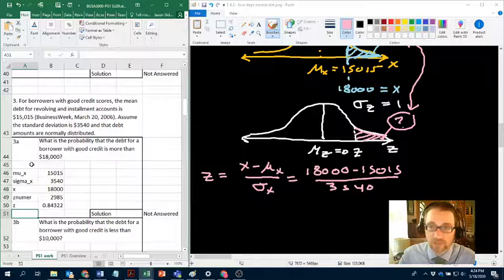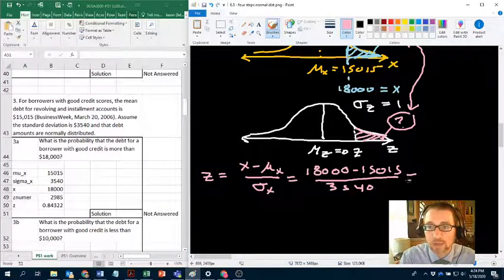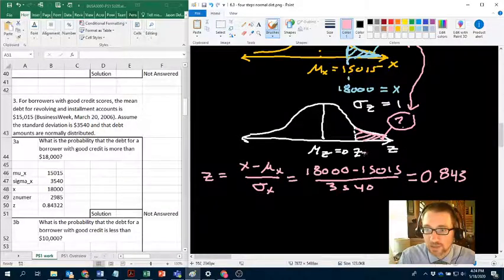Now, if you watch my previous videos, you'll remember that the z-score is the answer to the question, how many standard deviations away is this value of x from the mean? And it turns out that this is 0.843, give or take, standard deviations to the right.